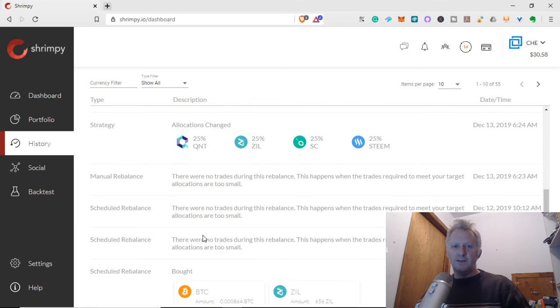But when they cannot trade based on criteria because you don't have much liquidity and you don't respect the minimum requirement for trading, we have this message: There were no trades during this rebalance. This happened when the trades required to meet your target allocation are too small. And this is very important. You need a lot of liquidity to be able to use this strategy properly.